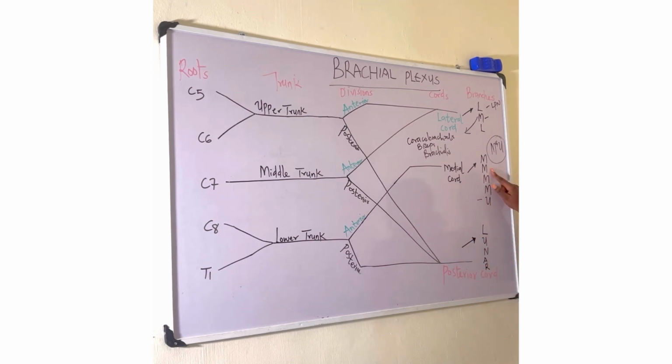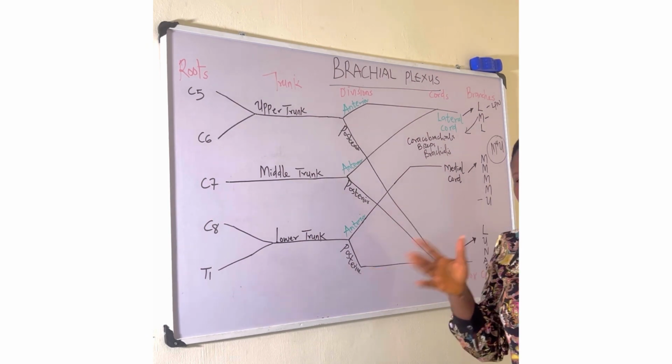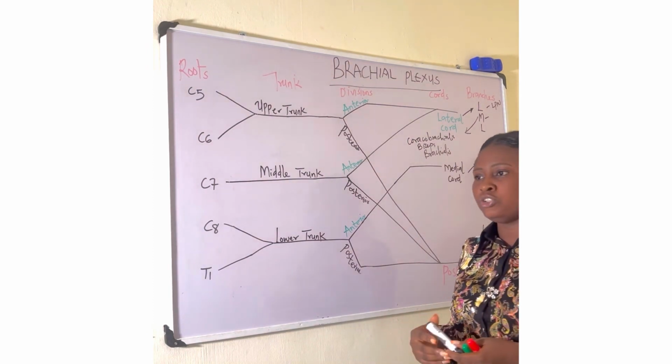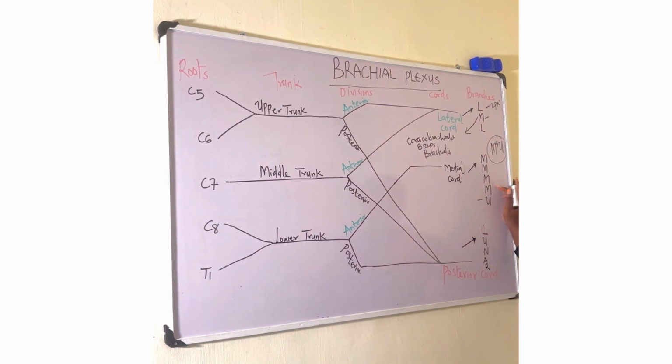So let's go over to the next one, which is the medial pectoral nerve. Okay, this medial pectoral nerve supplies the pectoralis minor muscle and the pectoralis major muscle. Then the next one is the medial cutaneous nerve of arm. So this medial cutaneous nerve of arm gives sensory innervation to the skin, because it's cutaneous, to supply the medial aspect of the arm. While the medial cutaneous nerve of the forearm gives sensory innervation to the skin to supply the medial aspect of the forearm.